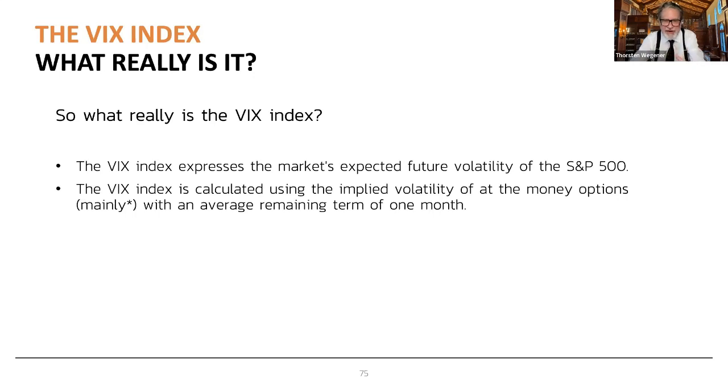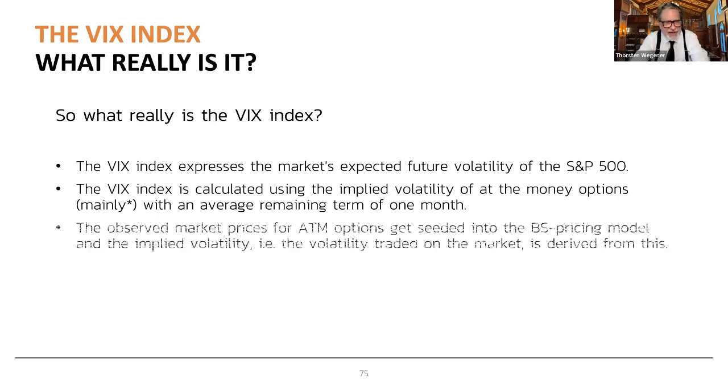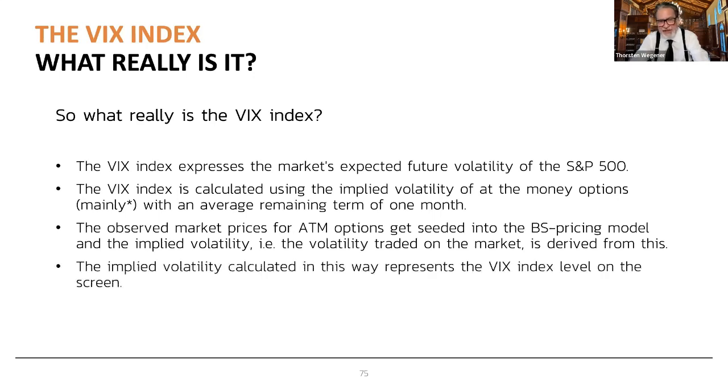If something becomes very, very popular, then usually the quant boys and girls come in using huge formulas and say, we make it nicer. That's what they've done with the VIX. They're now taking in options which are not at the money, but further out, and also give them a weight to see how the market is pricing the whole volatility over the whole curve, a concept we can explain in a later seminar. And then the observed market price for at-the-money options gets seeded into the Black-Scholes pricing model, and the implied volatility, the volatility traded on the market, is derived from this. And this implied volatility calculated in this way represents simply what the VIX index level on the screen tells you.